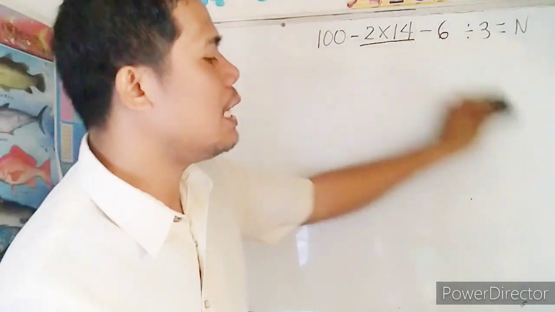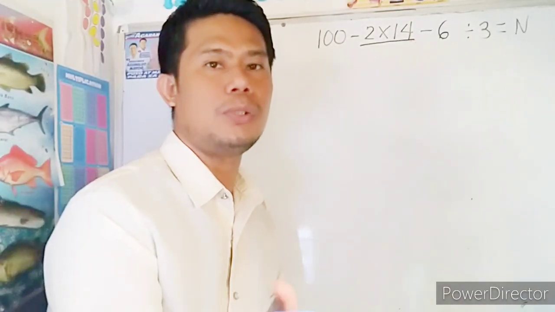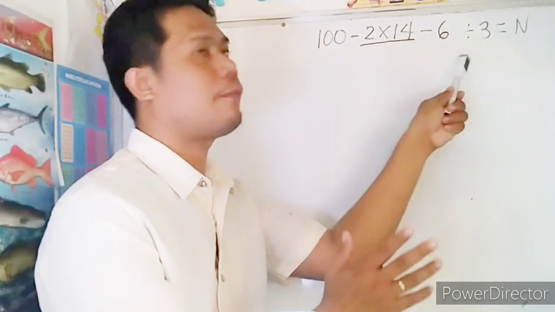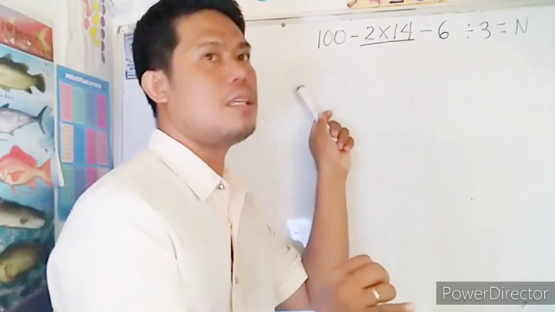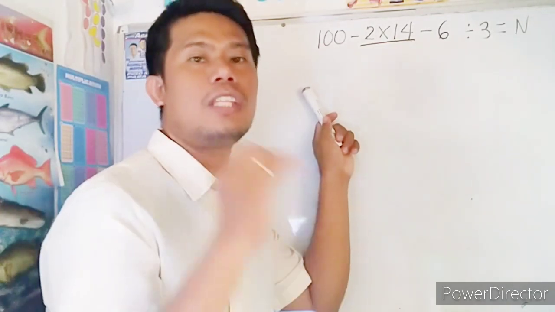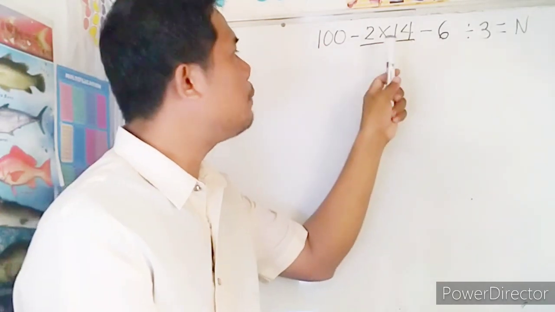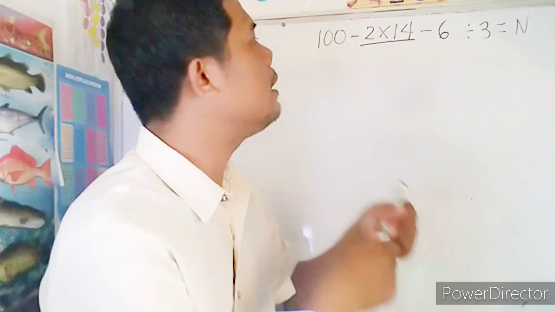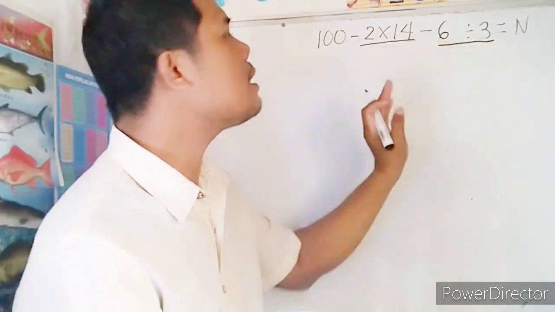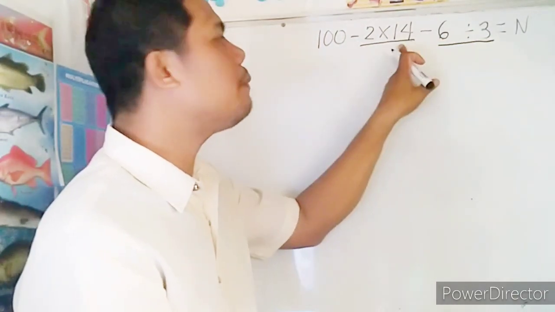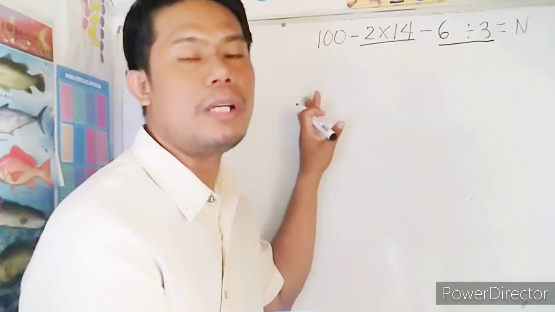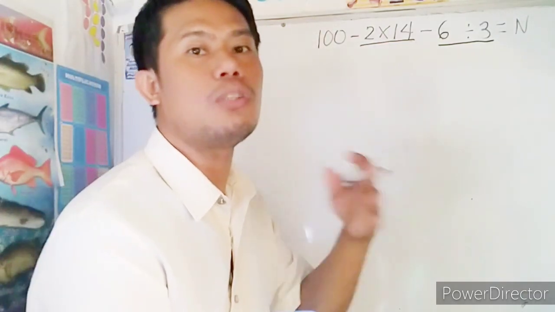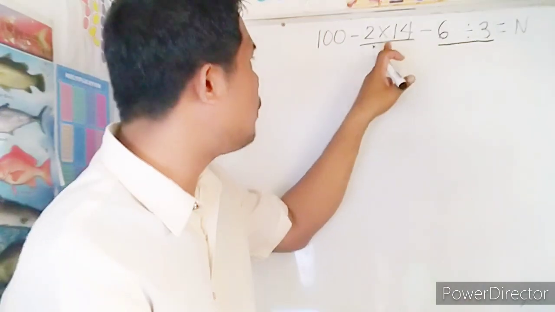So again, in following the PMDAS rule, we are going to start from the left. So P. Since we have no parenthesis, let's go to M or D, multiplication or division. So we have multiplication and we have division. Since the multiplication is written on the left portion of our equation, we are going to multiply first.